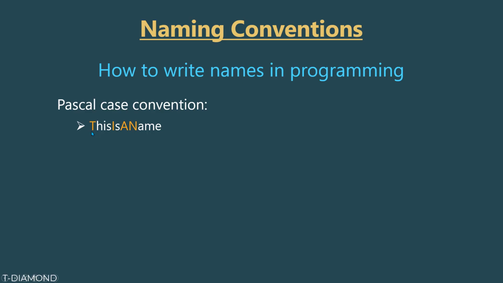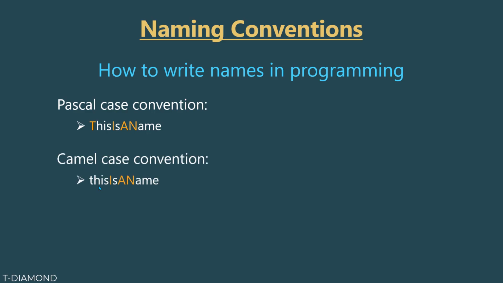So this we will capitalize the T, we capitalize the I, and then we have a name. So the A is a capital A and the N is a capital N. Okay, so the first letter of each word is a capital letter, and this convention is used with classes in Java. So we should name our classes using the Pascal case convention.